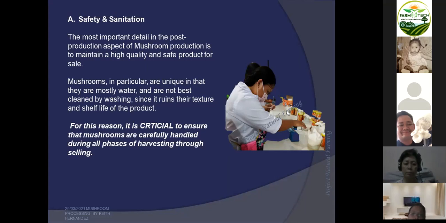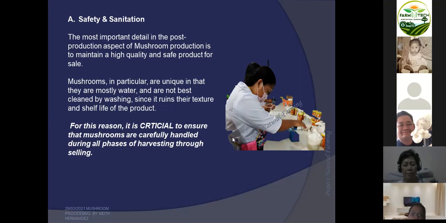Ewan ko, sino naghuhugas sa inyo ng mushroom ninyo bago ipack? Meron kasi. Meron akong kilala dito, nasa Robinsons pa siya, no? Nagbebenta. Ang ganda, ang saya. Sagi na pagkatapos. So, it will ruin the texture and shelf life of the product. Now, for this reason, it is critical to ensure that mushrooms are carefully handled during all phases of harvesting through selling. Hindi po basta na lang na tanggalin mo, benta mo.